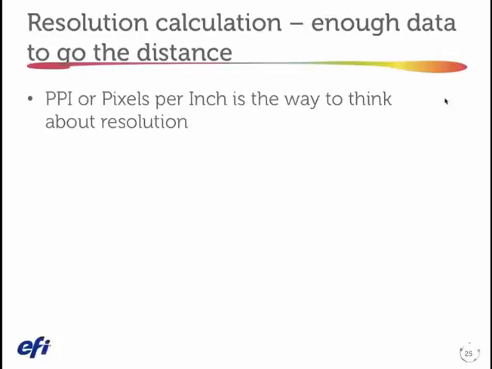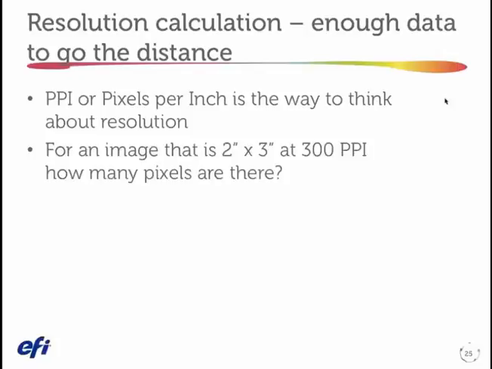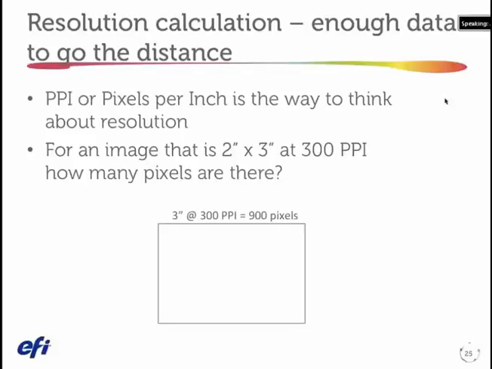So let's do a simple calculation. Let's say I have an image on my page that's 2 by 3 inches at 300 pixels per inch. I want you to ask yourself, how many pixels are there in each dimension of this image? In the 3-inch dimension, if I have 300 pixels for each of those inches, I'm going to have 900 pixels. In the 2-inch dimension, at 300 ppi, I'm going to have 600 pixels. Great. So if I have an image that's 900 by 600 pixels, and I want to print it 3 by 2 inches on my page, it's going to have excellent detail.